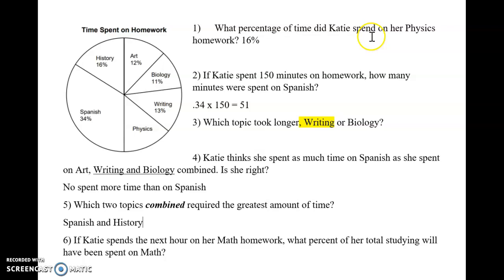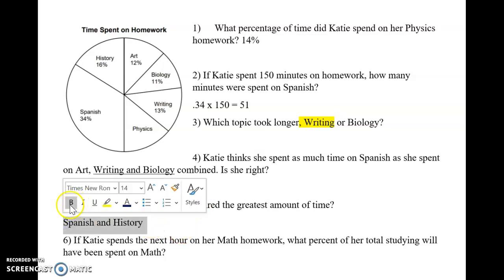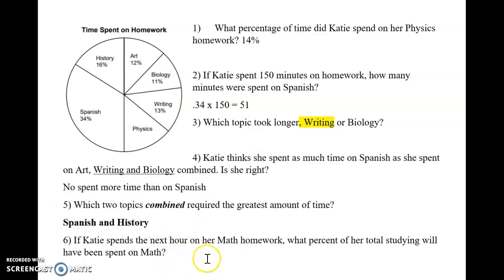What percentage of time did Katie spend on physics? 34, 50, 62, 73, 86. Oh, only 14%. You should have caught me on that one. Maybe you did. Okay. So Spanish and history, definitely.